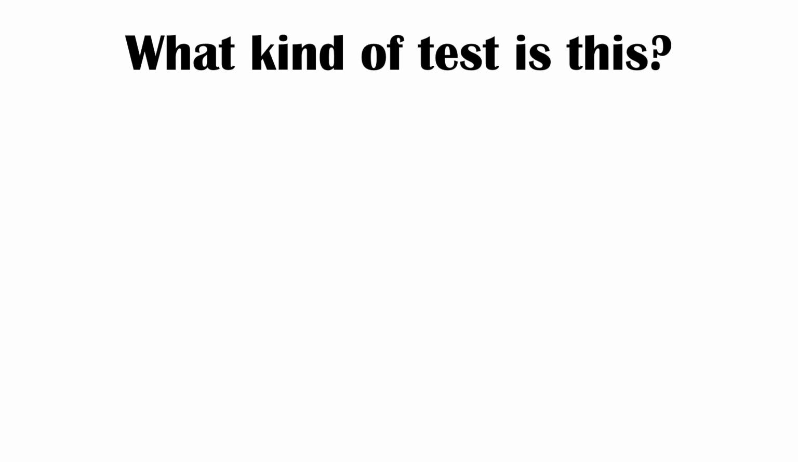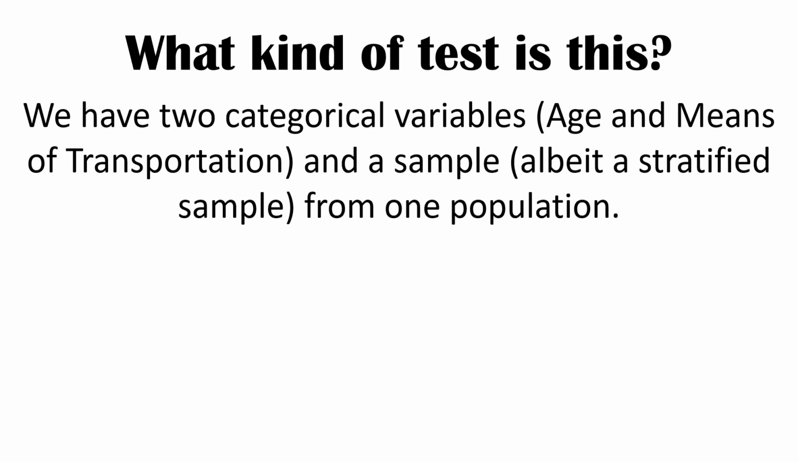First, what kind of test is this, you might ask yourself. We have 2 categorical variables. We have the age of a person and the means by which they go to work. And we have a sample from one population. It's true that it's a stratified sample, but don't be fooled. It's still just one sample from one population. So we have one population, we have 2 categorical variables.